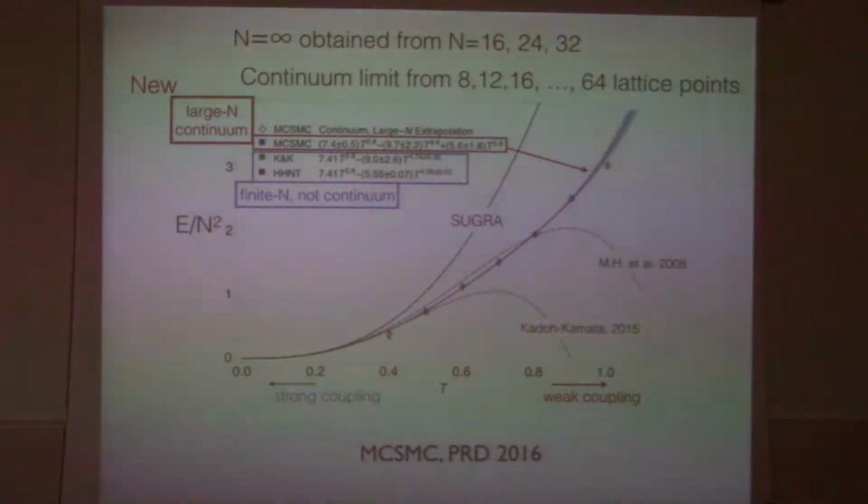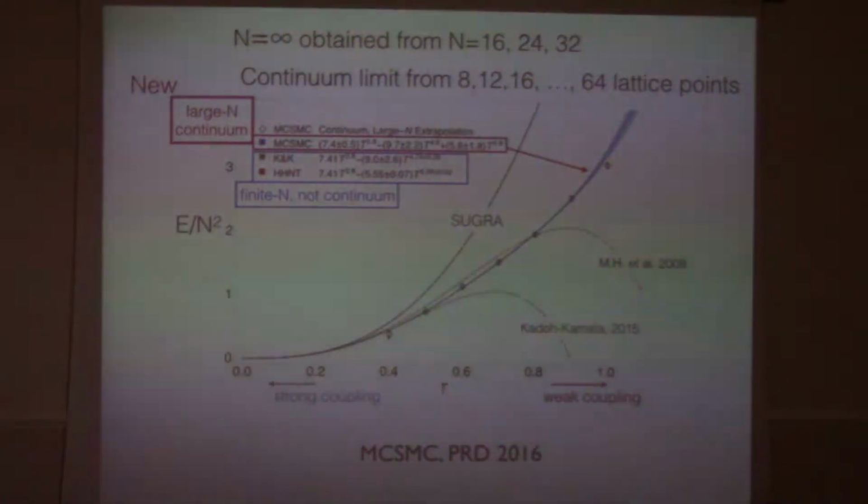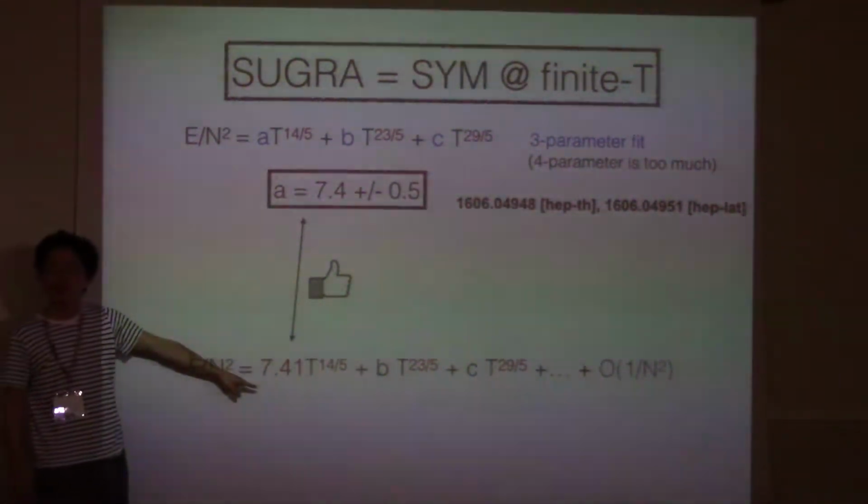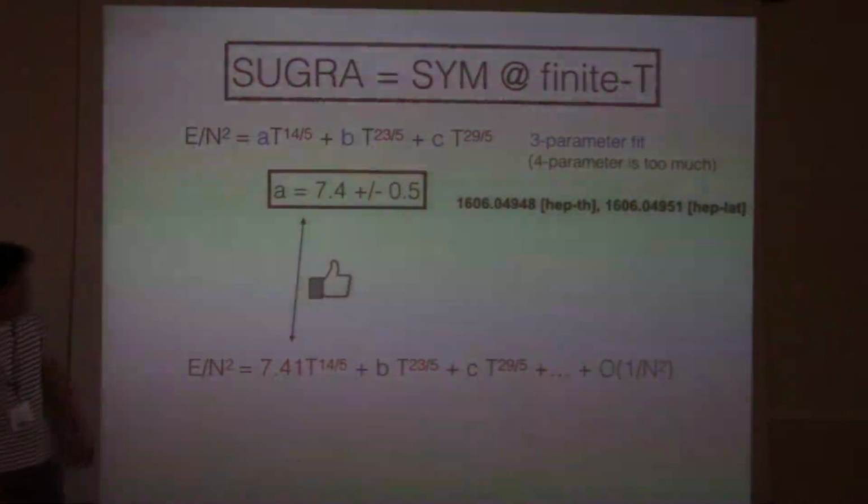And of course we tried various other fitting methods and observed that the fit result is stable. So with this fitting method, A is 7.4 plus or minus 0.5, but what we wanted, if the derivation were right, was 7.41.